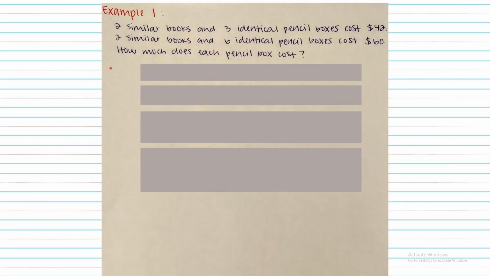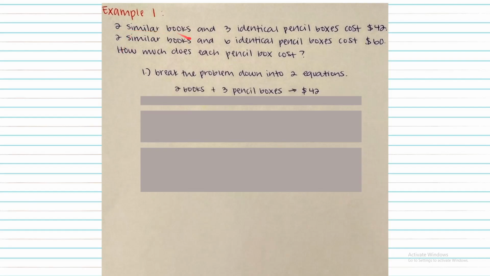Two similar books and three identical pencil boxes cost $42. Two similar books and six identical pencil boxes cost $60. How much does each pencil box cost? First, we're going to break down the problem into two simple equations. So we have two books and three pencil boxes are $42. Then we have two books and six pencil boxes are $60.